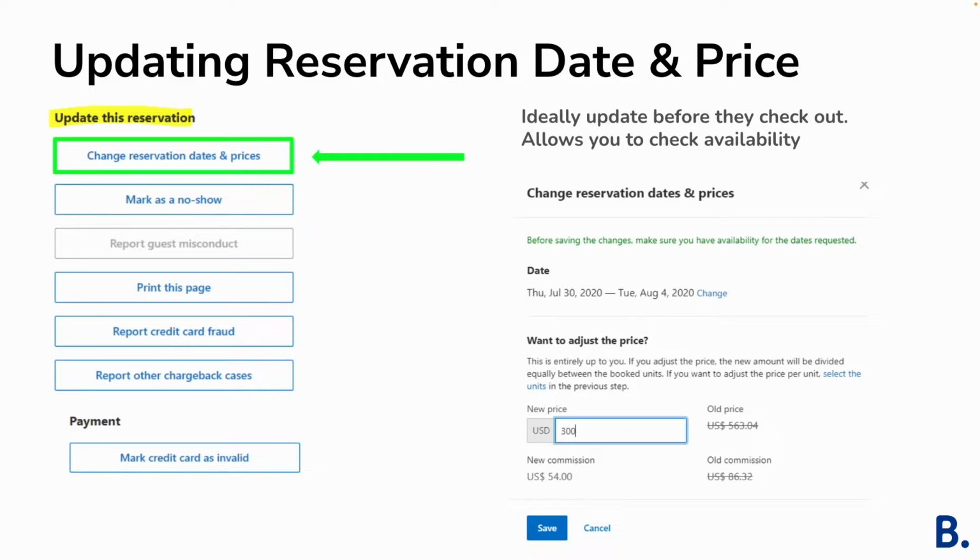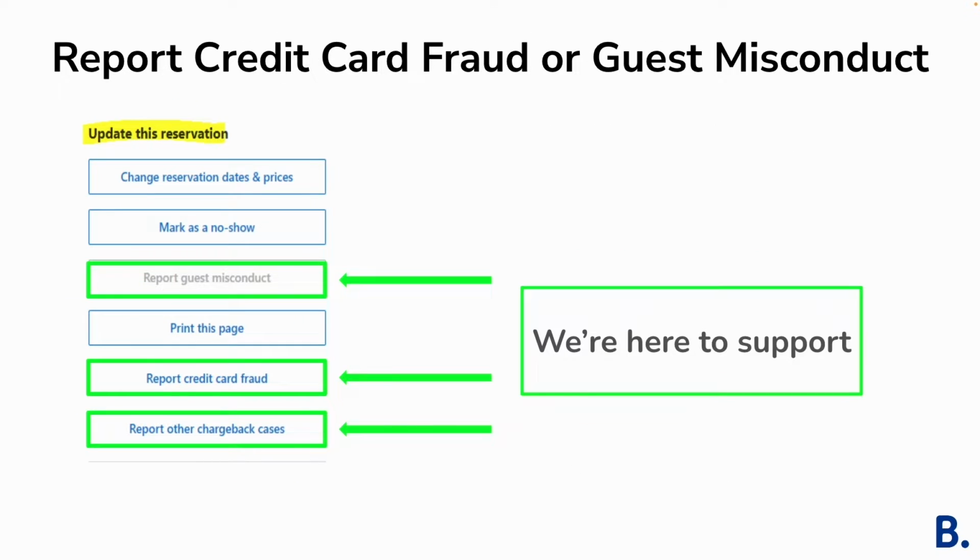You can also make some changes in case there are changes at the property. This is done under change reservation dates and prices. Ideally you want to update this before the guest checks out. You'll get this message off to the right side where you're able to adjust the dates, maybe adjust the prices, and this will adjust the commission that will be given to that reservation accordingly.